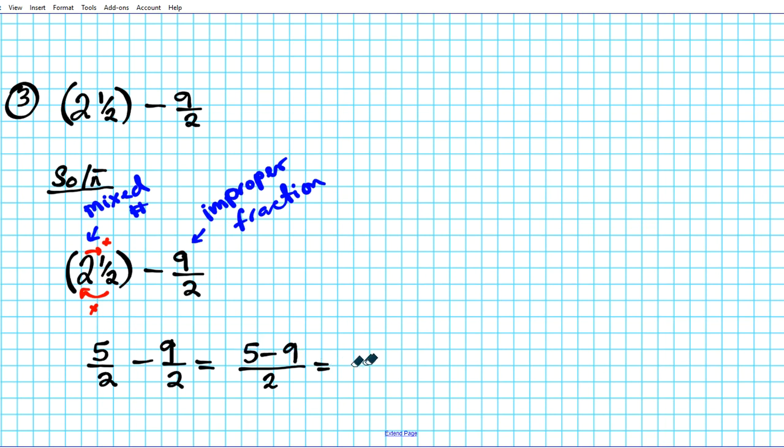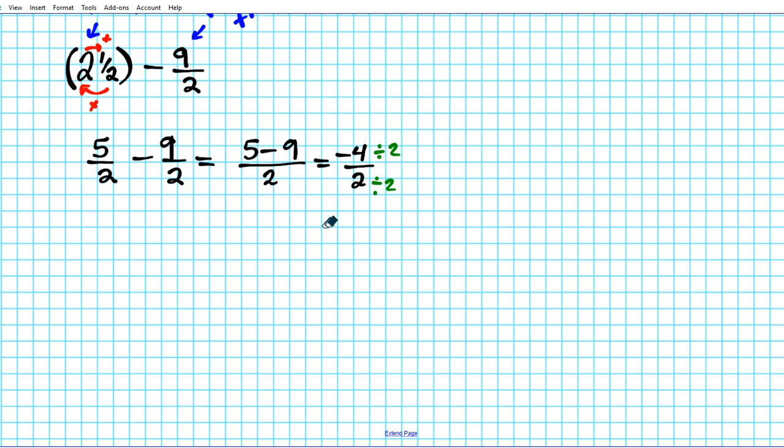Positive 5 minus 9 gives us negative 4 over 2. Now we can reduce this by thinking about the greatest common factor of negative 4 and 2. What goes into 4 and 2? 2 is the greatest common factor, so we divide top and bottom by 2. And then that gives us, bring down the negative, 4 divided by 2 is 2 over 1. And then any number divided by 1 is that number, so negative 2 is the final answer for question number 3.